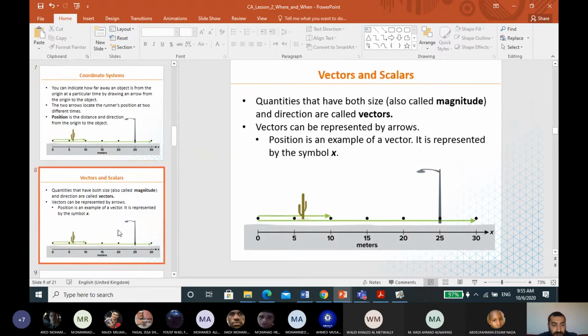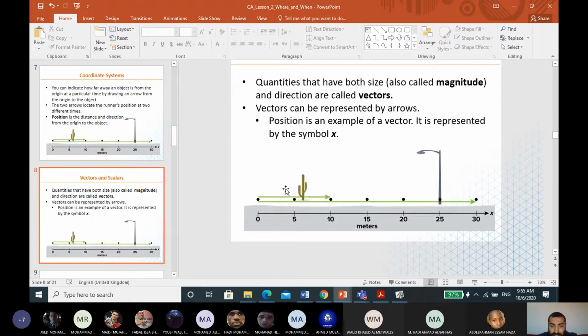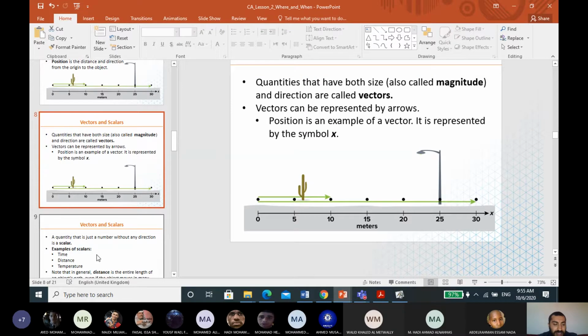Okay. So now what shall we put here on the vector, guys? We must not leave it without anything. We must put x, the position. The symbol of position is x. So we call it x, and we put a vector over it. And you will see later on what is a vector.